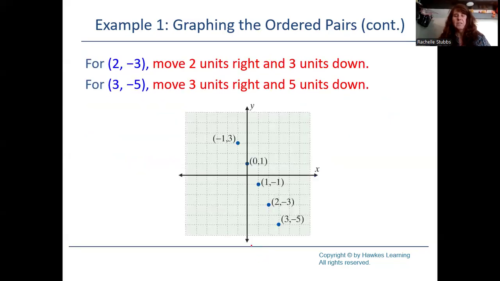And notice something unique about these. What do you see kind of going on? What's happening if I play connect the dot? What am I actually making? If I could connect the dot better than I did, I'm going to be making a straight line there. This particular set of ordered pairs creates a straight line.